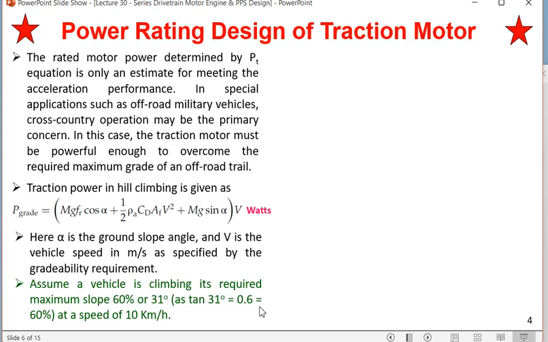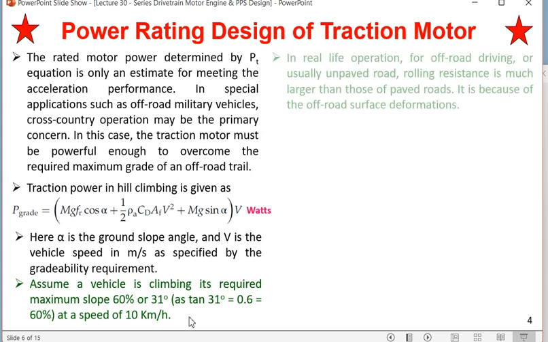So if I say 70%, first you have to get 70 divided by 100, that means 0.7. And then you have to take tan inverse of 0.7. Whatever degree you find, maybe around 39, 40 or so, that will be the angle of the road.